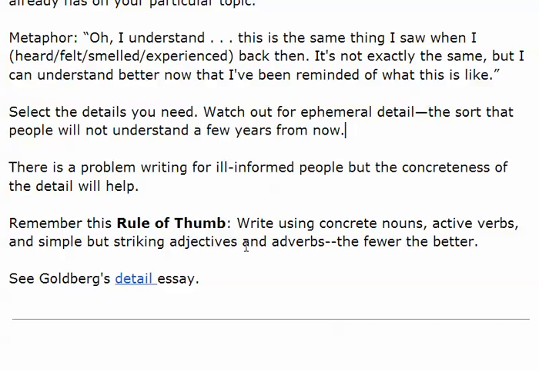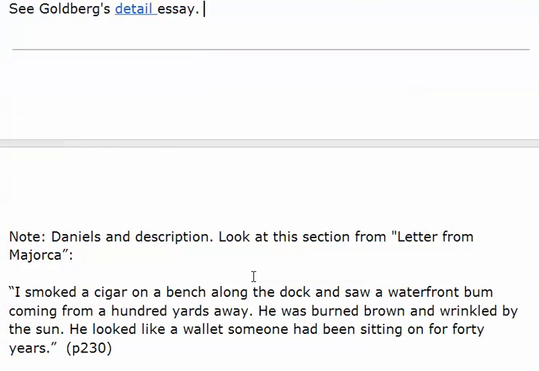Here's a rule of thumb. Write using concrete nouns, active verbs, and simple but striking adjectives and adverbs. The fewer the better. So your description should be carried by the concrete nouns and active verbs. If you're using a lot of adjectives, you're slowing your writing down. Concrete nouns and active verbs allow the writing to have speed and to be vivid. See Goldberg's little essay on detail.